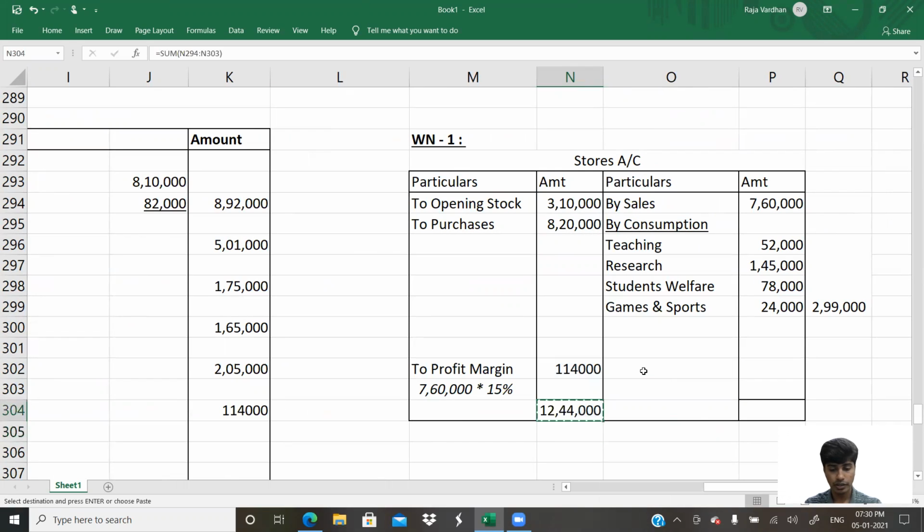12,44,000 on the debit. If I copy paste, I'll get 10,15,000 on the credit. So there is some amount of difference in my stores account. What exactly is the difference? There is opening stock, there is purchases, there is sales, there is consumption, there is profit. The balancing figure is the closing stock.